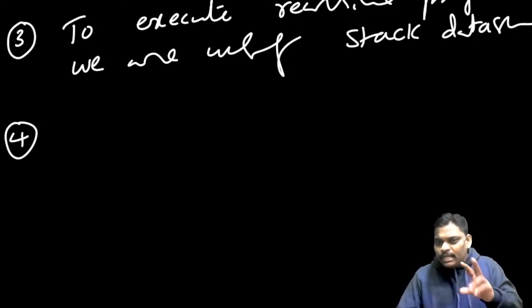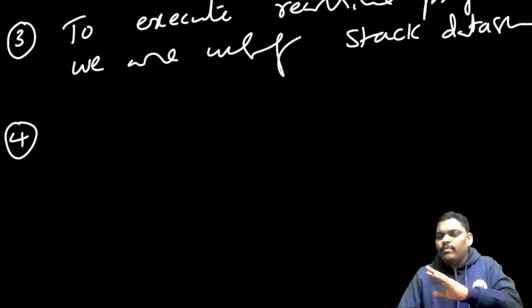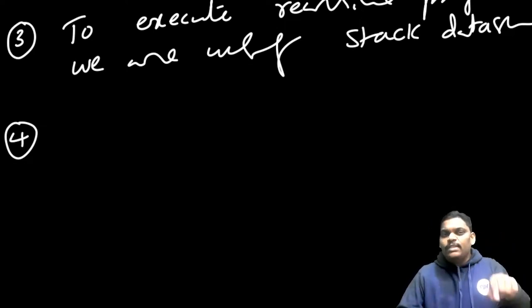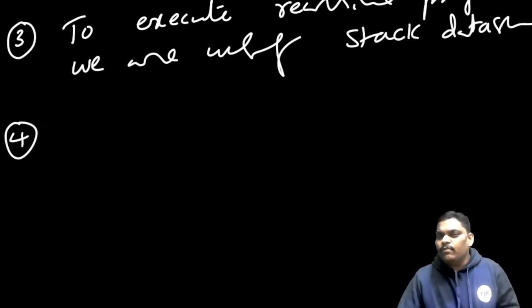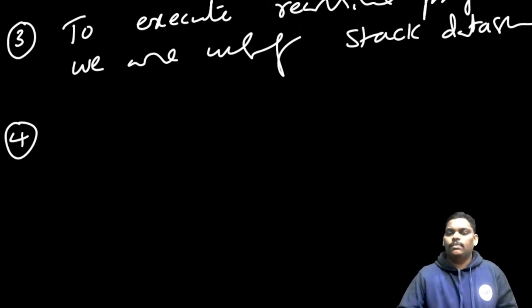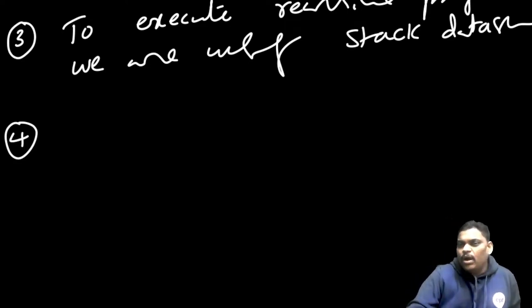Suppose at the movie theater ticket counter, if I keep a stack, people will kill each other, because the person who came first will get the ticket last, and the person who came late will get the ticket first. So in the movie theater, you have to keep a queue data structure. To execute a recursive program, you have to use a stack data structure. So remember, every data structure is good. Use the correct data structure in the correct place.